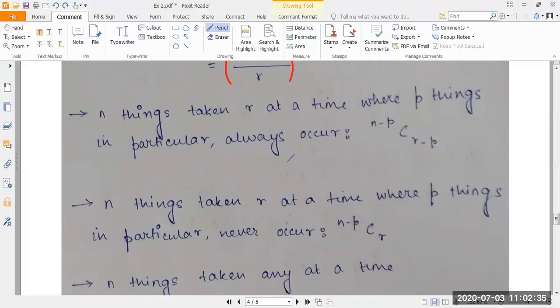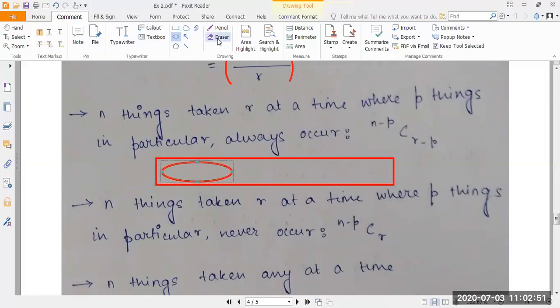This kind of uses the concepts that I have used in my previous video of permutation. So n things taken r at a time where p things in particular always occur. Let's say I have n things, and of those p things always occur. So I have a total of n items of which p items always occur. If p items always occur and I've already chosen those p things, then I'm essentially left with choosing only r minus p things from the remaining n minus p items.